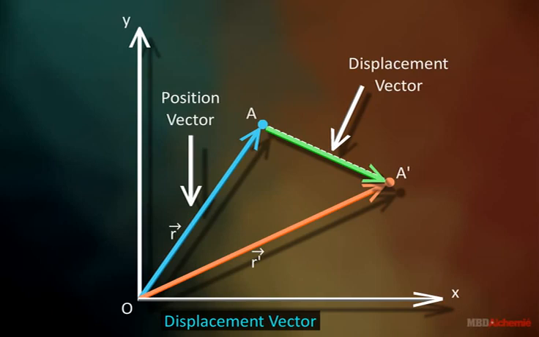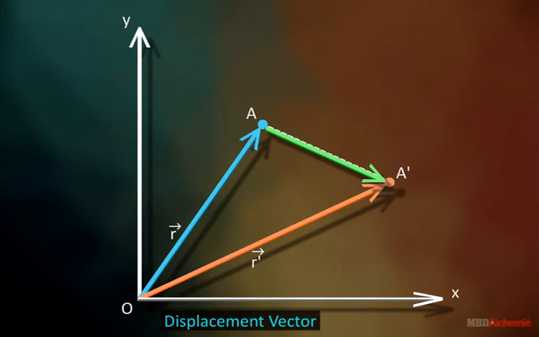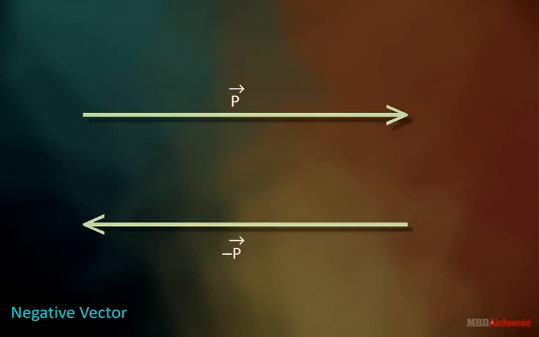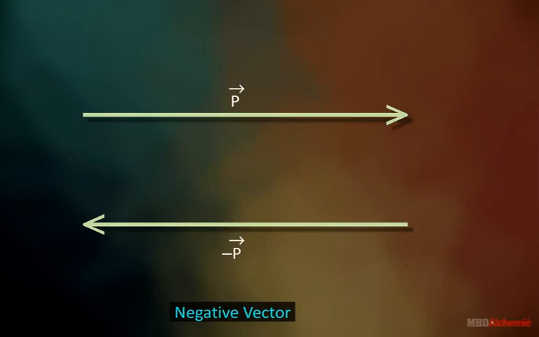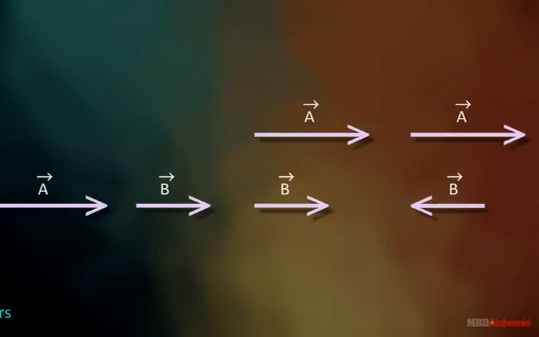Let's now go through some other fundamental vectors. Negative vector. The vector minus p vector having same magnitude as that of a given vector p, but directed or drawn along just the opposite direction to that of the given vector, is referred to as a negative vector.